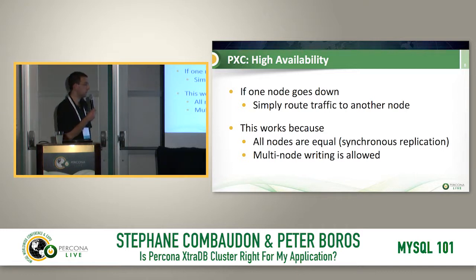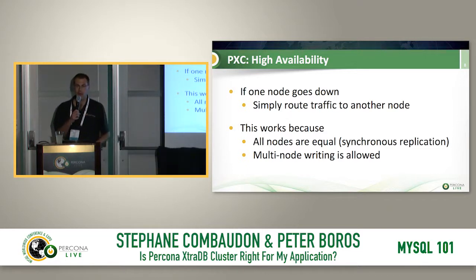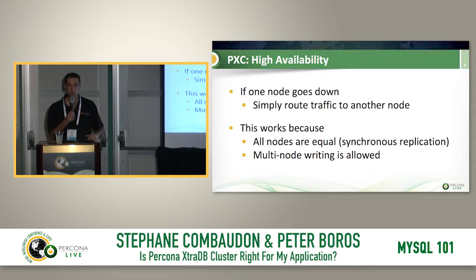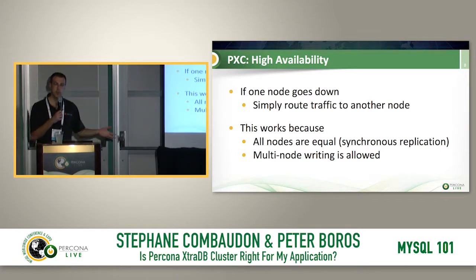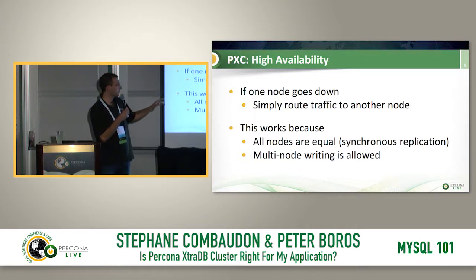You simply route the traffic to another node, and this works. And why does this work? Because basically all nodes are equal. So you don't have to think, okay, are all events from replication being received by the other nodes, is there any replication lag, etc. No, you don't have to care about that. Also, multi-node writing is allowed.